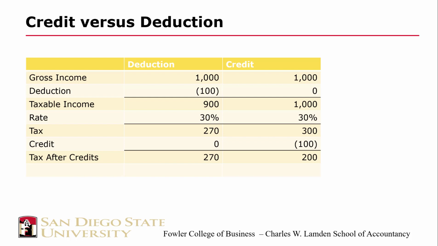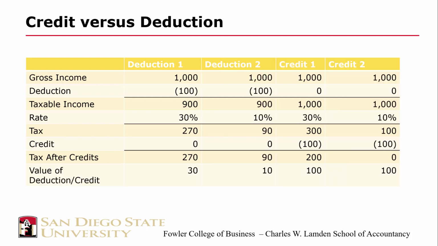A credit, on the other hand, is applied after the tax calculation. So I get no deduction. My gross income remains $1,000. Therefore, my tax is $1,000 times 30%, which gives me $300. But a credit is a dollar for dollar reduction of tax. And you can see that what happens is I reduce my tax to $200. So you get substantially more savings generally from the use of a credit than you do the use of a deduction.